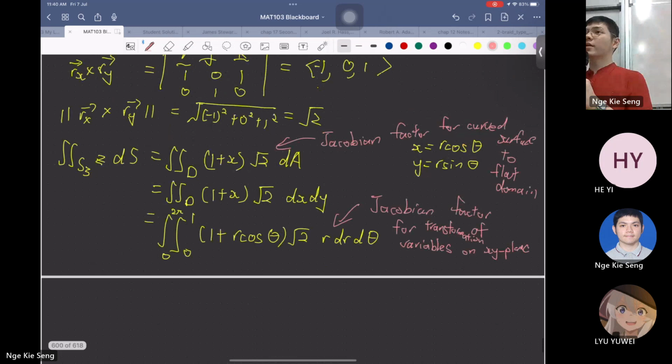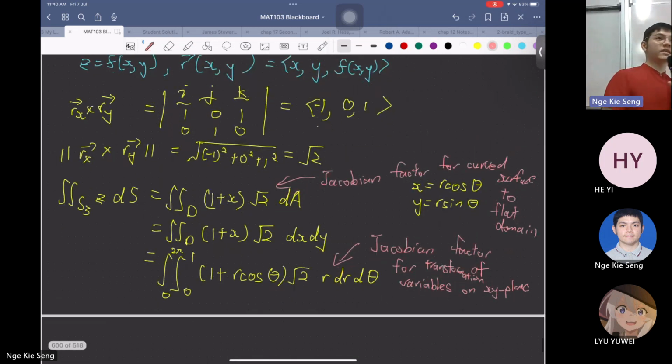I think the most confusing thing here is this: how many Jacobians do you need? You need to know what you are doing. First, the surface integral will give you a Jacobian factor. Second, if you change your coordinates, a transformation of coordinate variables, then you need to introduce another Jacobian. Make sense or not? We will see more examples later. You will see this keep popping up.